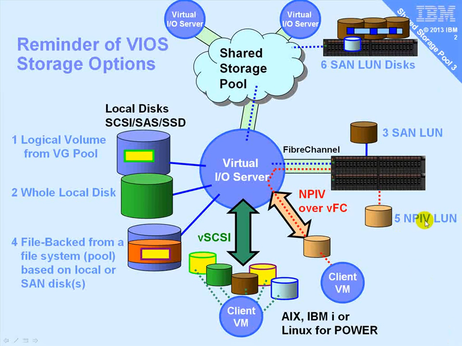Number 5 is NPIV, N_Port ID Virtualization. This is a LUN that's presented. The virtual I/O server doesn't really have it online. It sends the packets to the client virtual machine over virtual fiber channel. The VIOS is behaving a bit like a SAN switch in this case, just passing the packets to the right person. The client actually has these disks now online, these LUNs, and it is aware of the back-end disk subsystem.